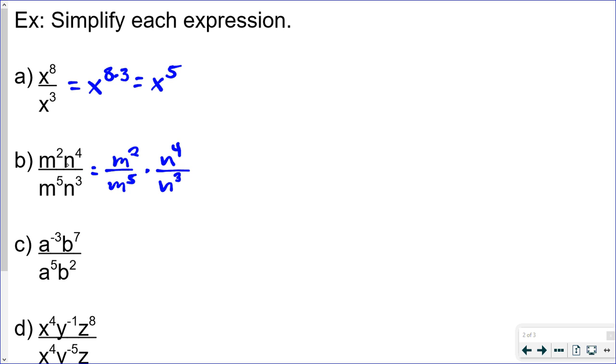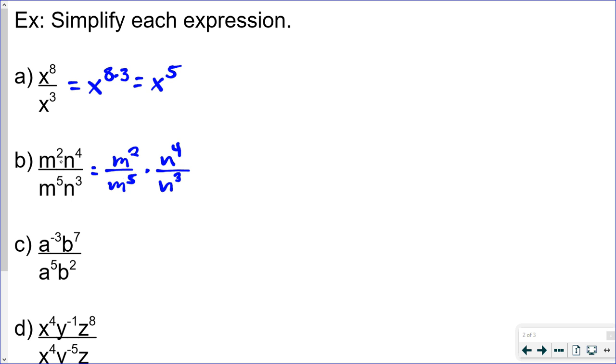So sometimes students get confused when you've got the variables all together like this. And actually, they don't even have to be in the same order. So you could see a problem where the m and the n were switched, and so they didn't line up nicely like they do here. But you can always change the order to make it line up nicely like this.